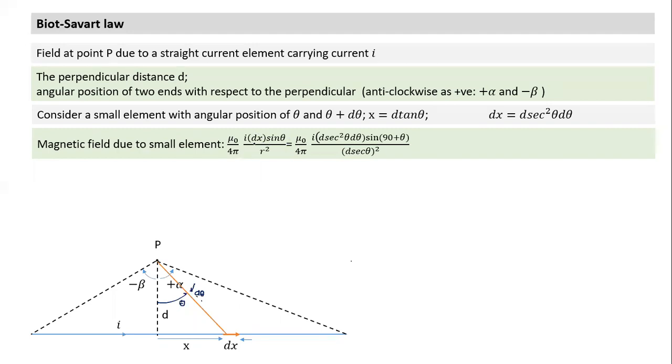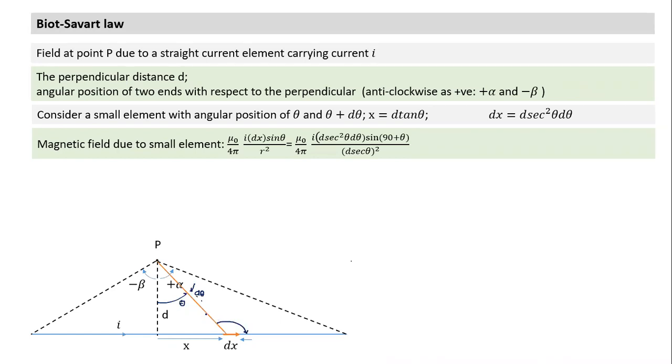What is the length of the element dx here? I am substituting dx also in terms of d theta, because I don't want to have two variables. We had discussed this earlier in the case of the electric field. So in place of dx, I substitute d secant square theta d theta. What is the angle here? If this angle is theta, this angle is 90 plus theta, the angle between the two vectors tail to tail.